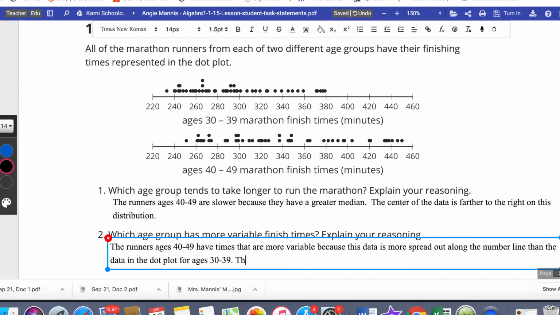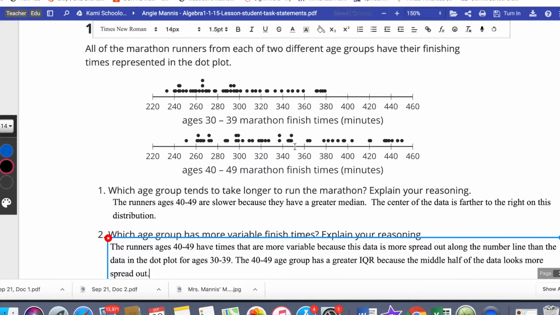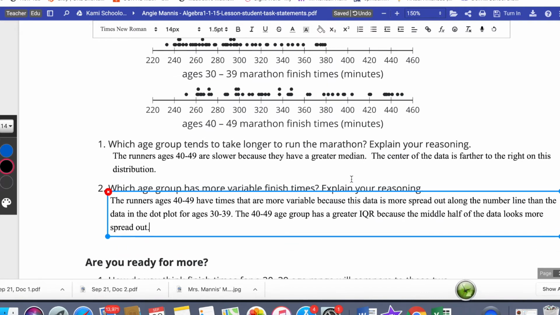So the 40 to 49 age group is going to have a greater IQR. So the 40 to 49 age group will have, or we could just say has, a greater IQR, interquartile range, because the middle half of the data looks more spread out. So we can look, it's just this data is more spread out. So the IQR for this is going to be larger. It's more variable.